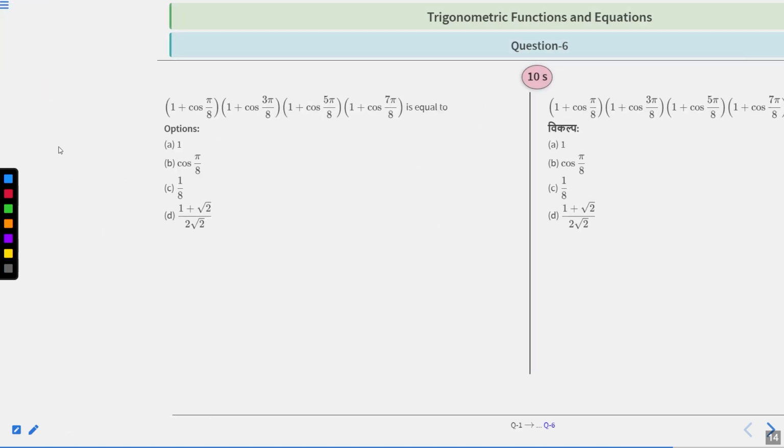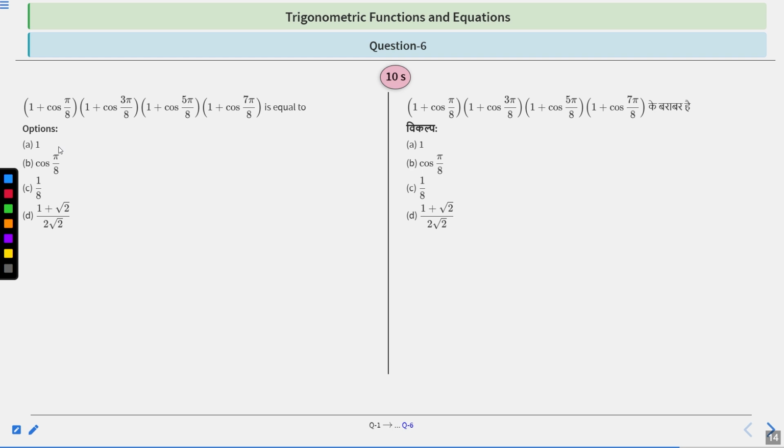Now, let's move to the next question. Question number 6. Which is 1 plus cos pi by 8 into 1 plus cos 3 pi by 8 into 1 plus cos 5 pi by 8 into 1 plus cos 7 pi by 8 is equal to what?